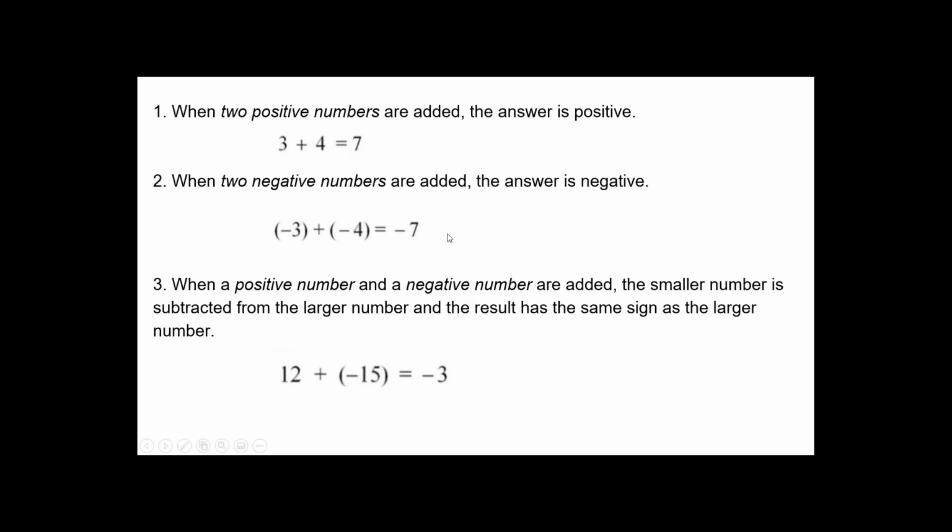When a positive number and a negative number are added, the smaller number is subtracted from the larger number, and the result has the same sign as the larger number. So for instance, we look at these numbers. One is positive, one is negative. The larger of the two is going to be the one that has the sign in the answer. So we have a positive 12, well, we have a -15. -15 is a larger value than the positive 12. So instantly this tells me that my answer is going to be a negative number. In this case, it's -3.